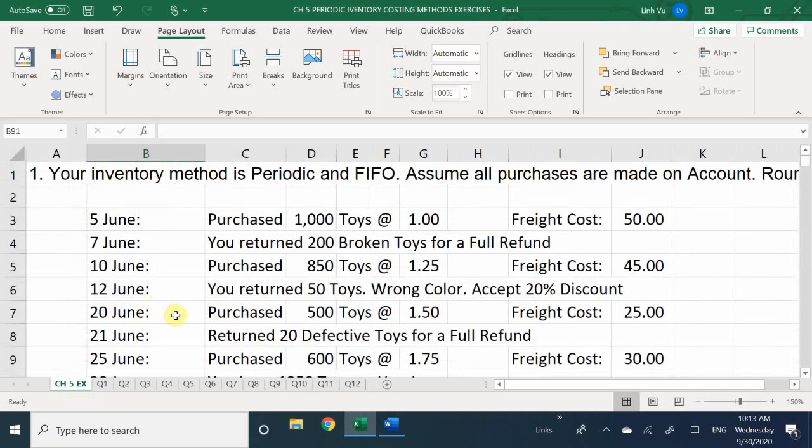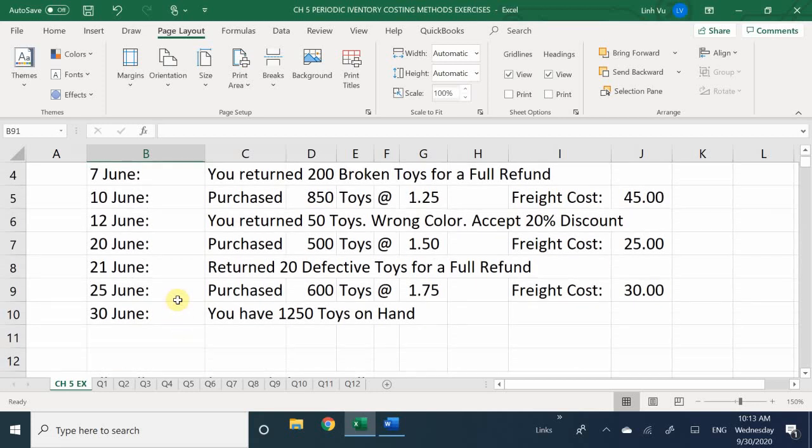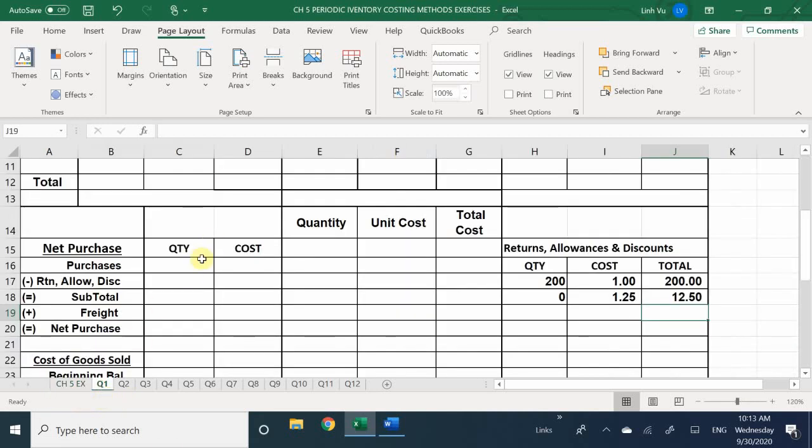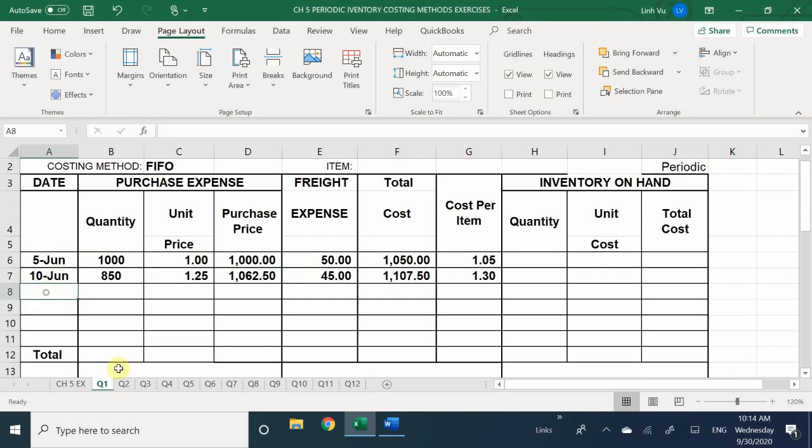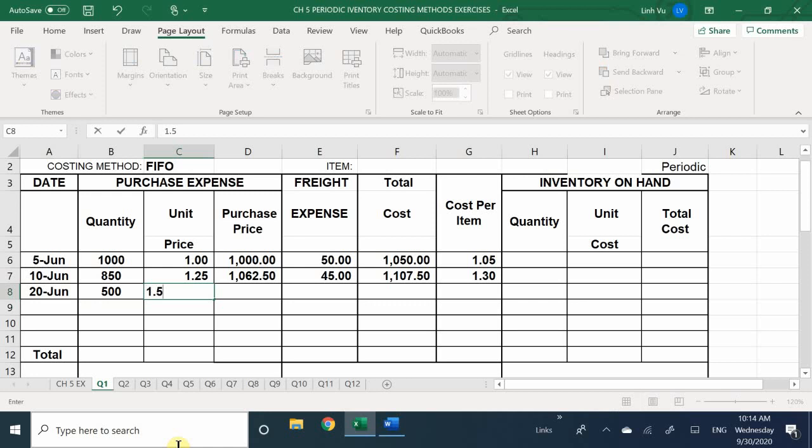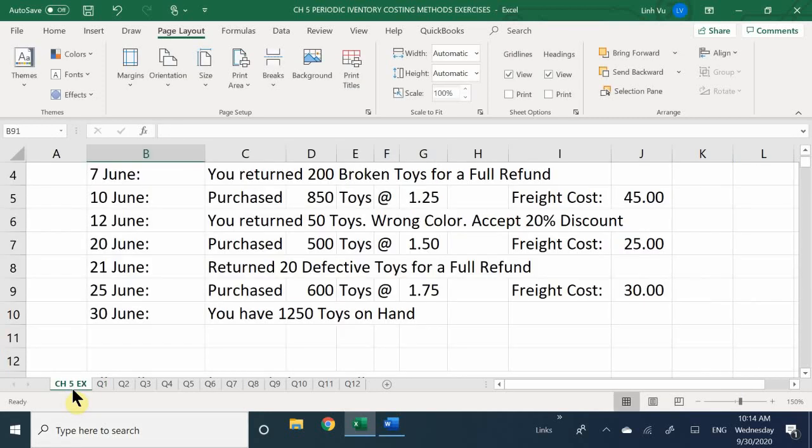So far, so good. So now, what has happened on June 20th? On June 20th, I purchased another 500 toys at $1.50 each, and my freight cost is $25. So I'm going to go to my table and indicate that on June 20th, I purchased 500 toys at $1.50, and my freight was $25. Okay, so let's double confirm that: 500 toys at $1.50, and my freight is $25.